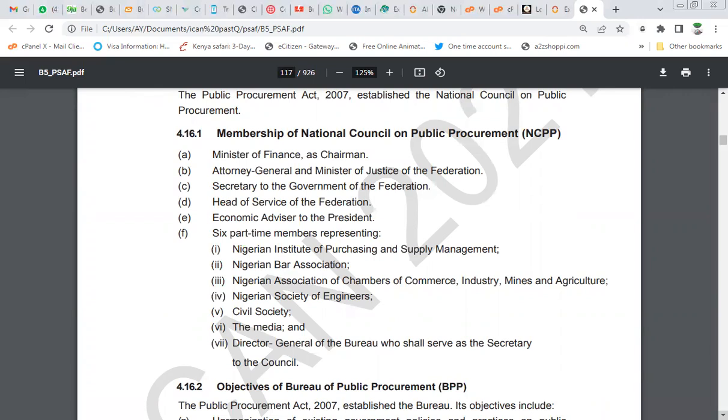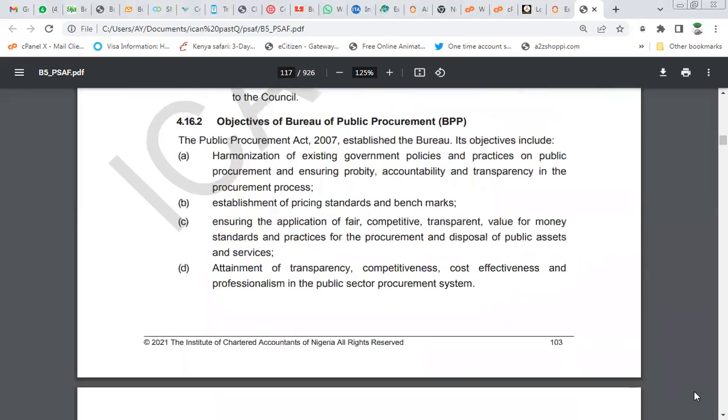So after these people, we have the objectives of the Bureau of Public Procurement. Now, we also have what is called the Bureau of Public Procurement. The Public Procurement Act 2007 establishes the Bureau. Its objectives include: A, harmonizing of existing government policies and practices on public procurement and ensuring probity, accountability, transparency in the procurement process. So when you talk of harmonized, you bring all existing government policies together from different government parastatals. Then you check for their consistency in transparency, accountability, and you ensure probity.